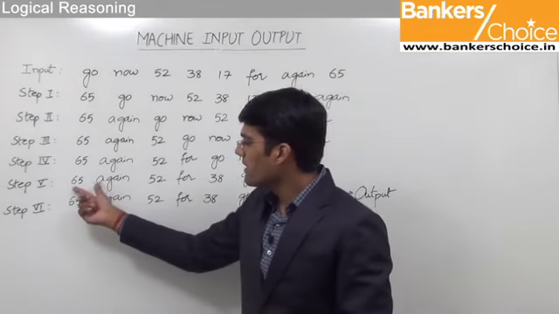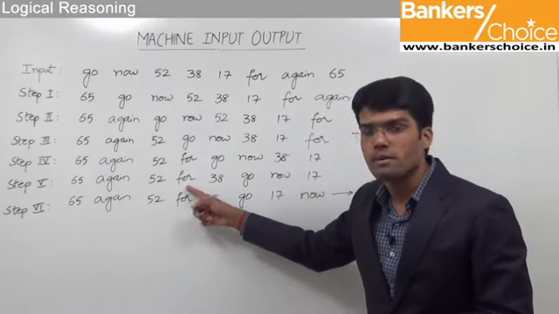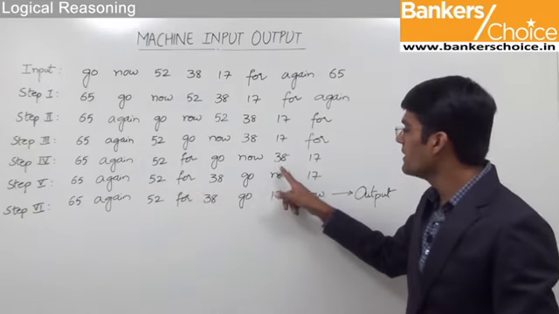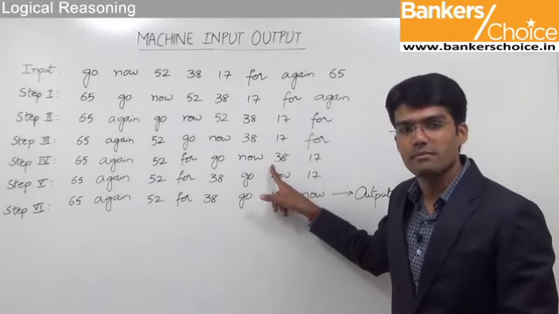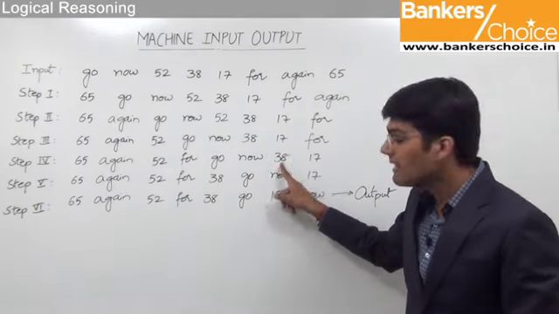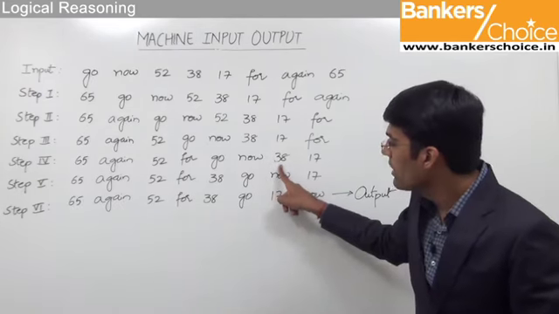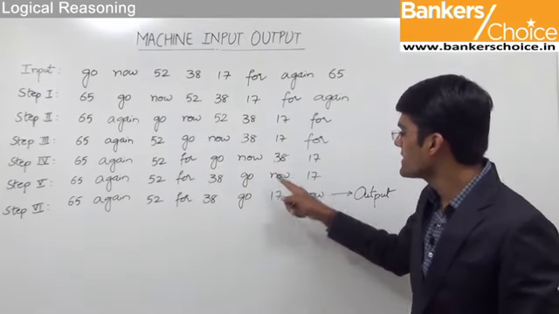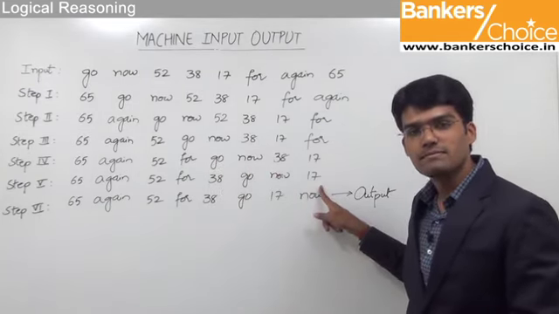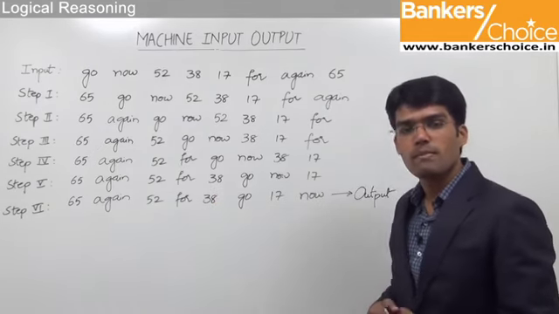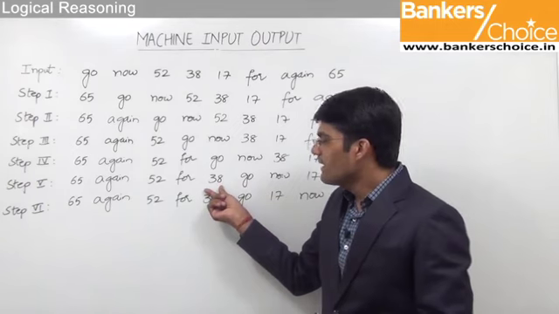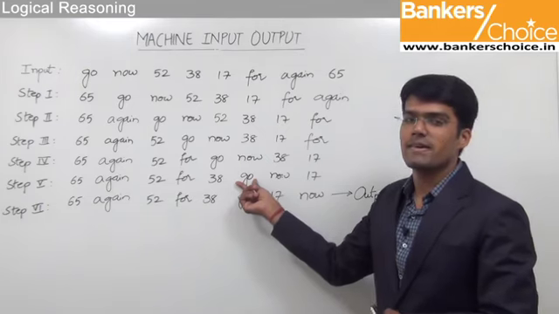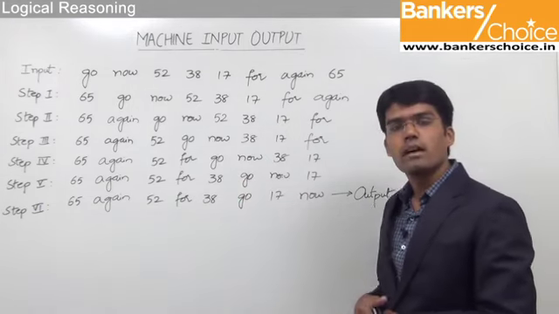Now let us look at step 5. Already the first 4 elements are in proper places till step 4. After for, we need a number and that number here should be 38 as it is the higher number. So 38 is brought from the last but one position in step 4 to 5th position in step 5. And the remaining elements, that is go, now and 17 have been pushed aside. So that completes step 5. After 38, we need a word and that word here should be go, as it comes first in the alphabetical order among go and now.